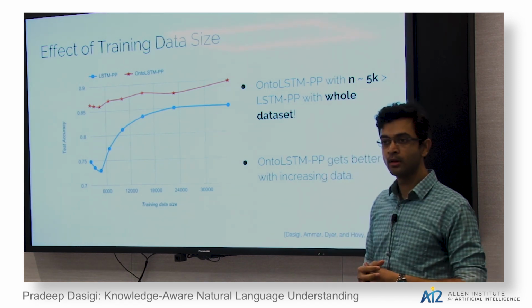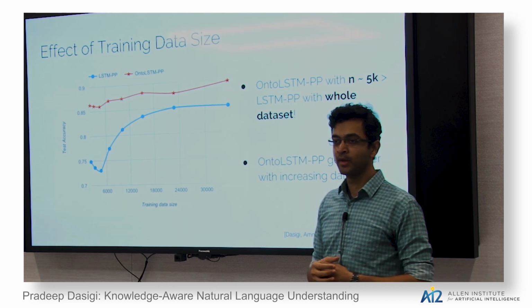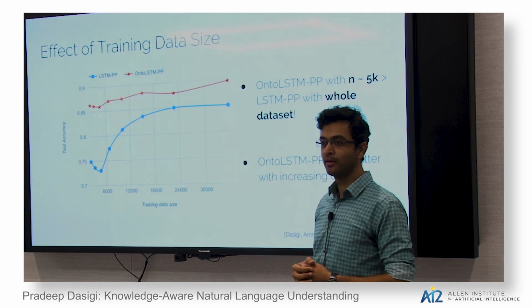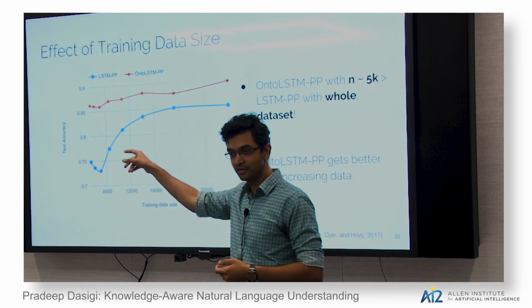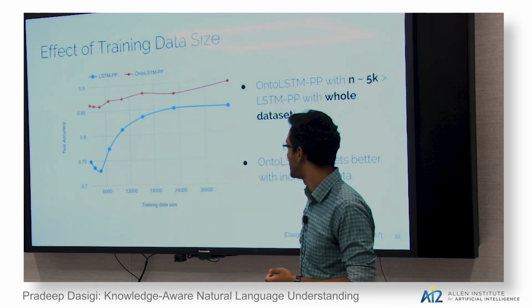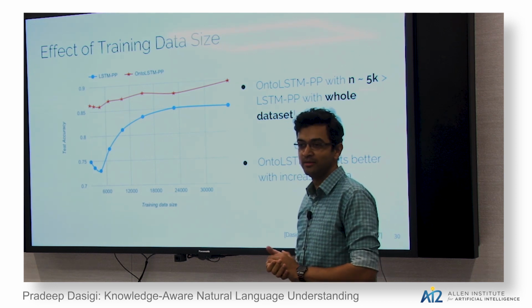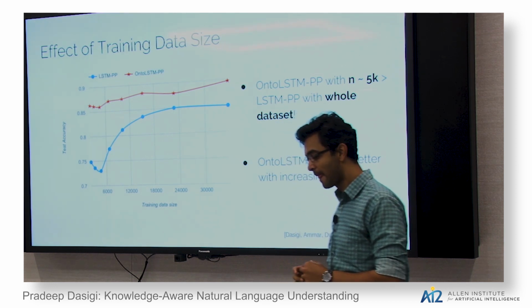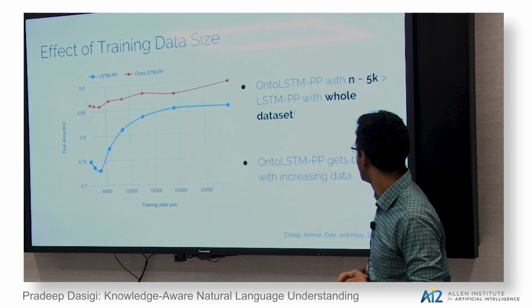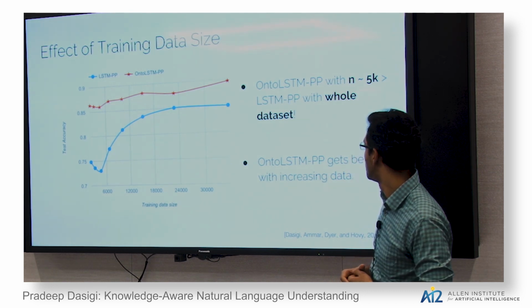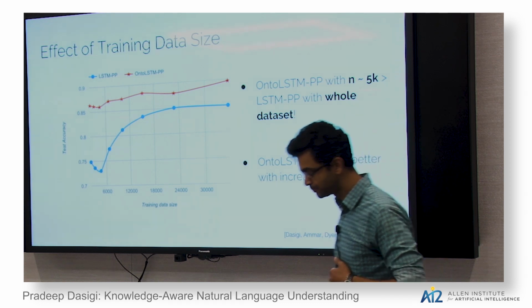What happens as you tail off further? 5,000 seems like quite a high benchmark. You mean even further to the left? Yes. I don't have those results, but it'll be interesting to see. Yeah. And even with adding more data, the onto LSTM model keeps getting better.